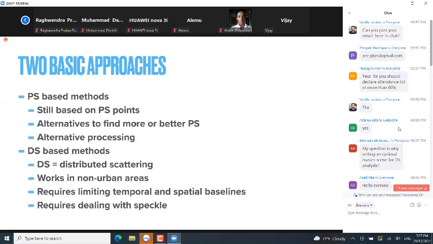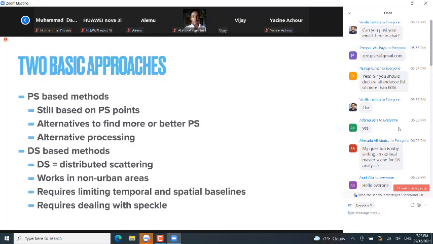So we separate between two basic approaches. We have the PS-based methods, like PS-InSAR. These are methods that rely on the PS points, right? So there we find methods that have alternative ways to find more PS points or find better PS points, alternative ways of processing the data. For example, also ways to include different models, or alternative approaches to that. Okay, so this would still be PS methods.